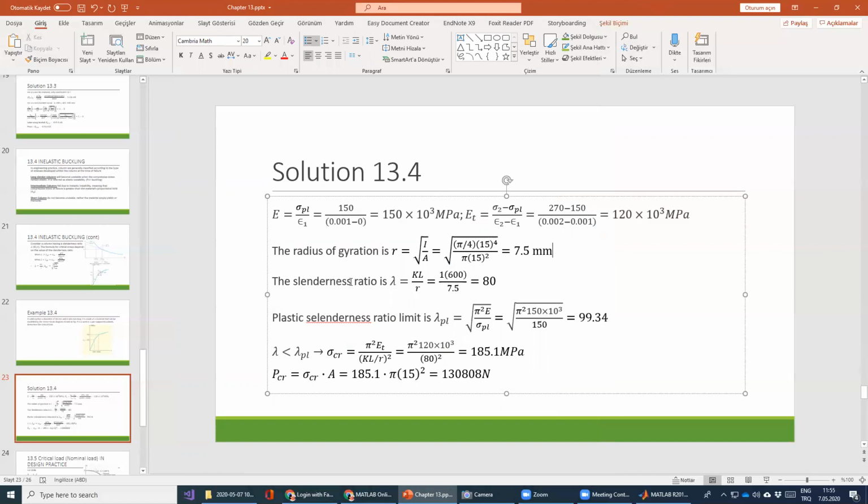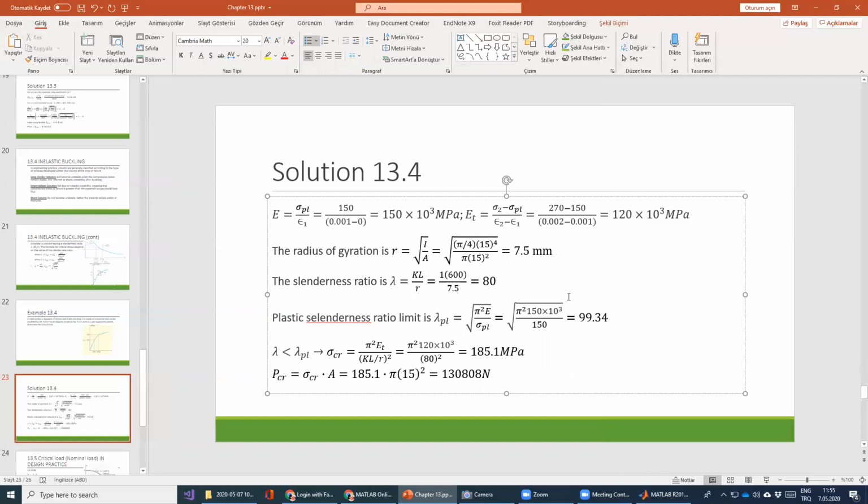Also, I can compute the slenderness ratio. Both ends are pinned, therefore K is equal to 1. L is 600 divided by r, we obtain 80. Now we compute the plastic slenderness ratio limit. So I write this lambda PL, pi square E over sigma, and after that we compute lambda PL is equal to 99.31.